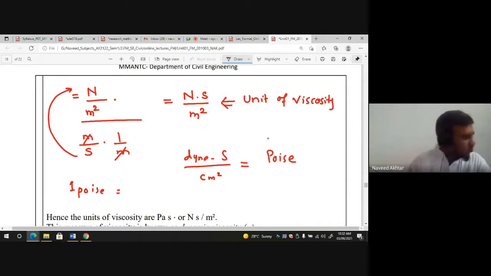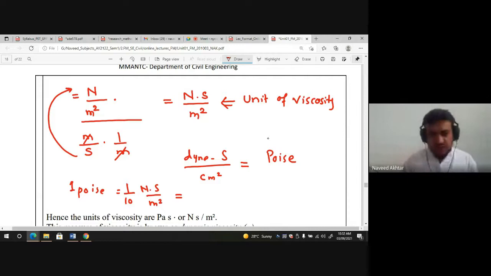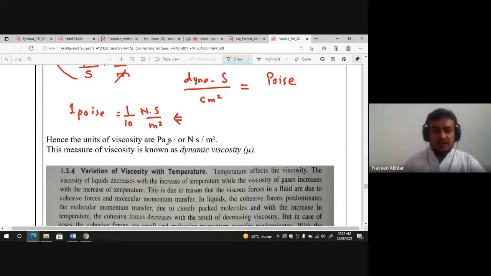And one poise is equal to 1/10 of Newton second per meter square. Okay, this is the unit of your viscosity. The unit of viscosity we can also write as Pascal second, because you know that Newton per meter square is nothing but the Pascal. So the unit of viscosity you can write down as N·s per meter square.